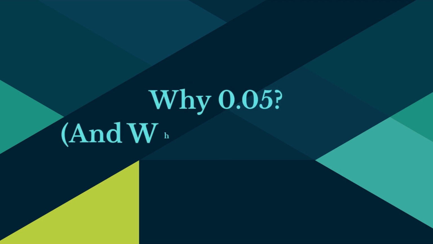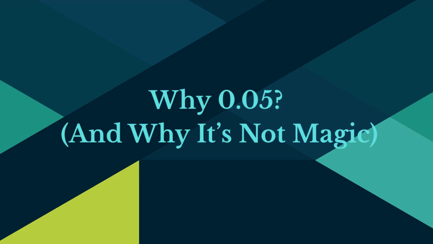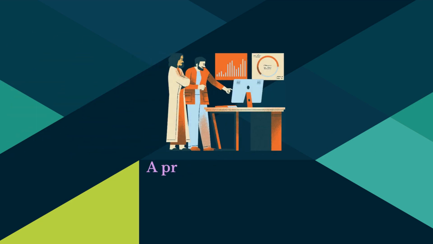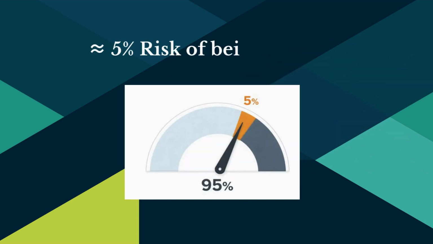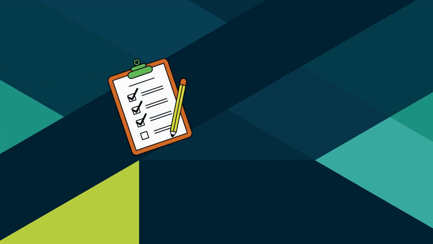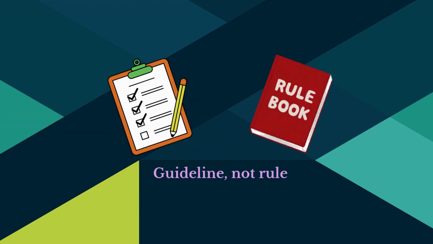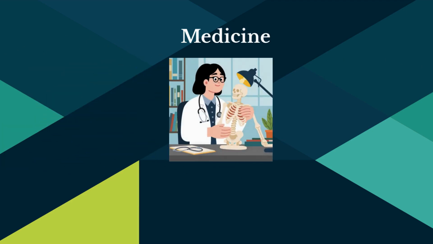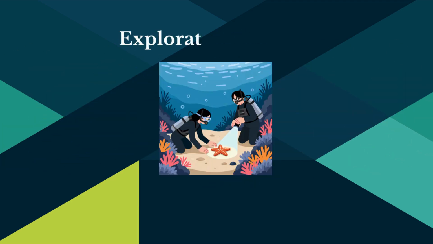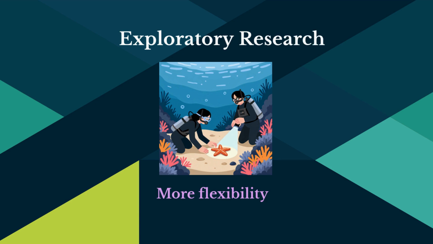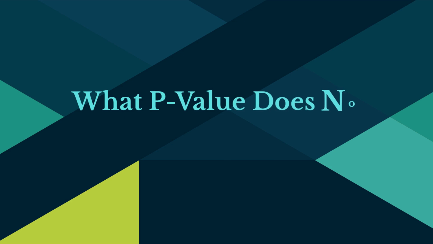Now you might be wondering, why do we often hear about this mysterious number 0.05? The 0.05 threshold is not a law of nature. It is a convention. Historically, statisticians needed a cutoff to decide when evidence felt strong enough. 0.05 roughly means we are willing to accept a 5% chance of being wrong. But here's the key idea. 0.05 is a guideline, not a rule. In medicine, we may demand much stronger evidence. In exploratory research, we may be more flexible. The number matters less than the thinking behind it.